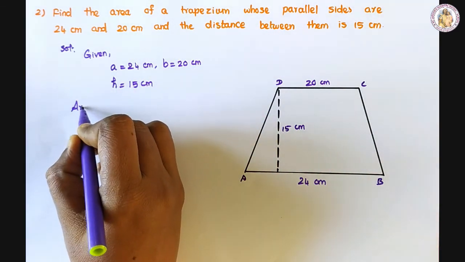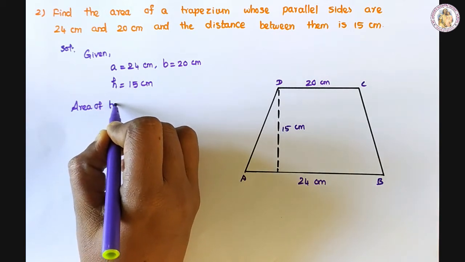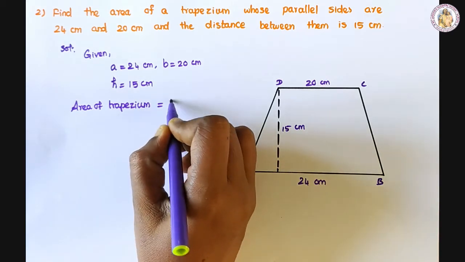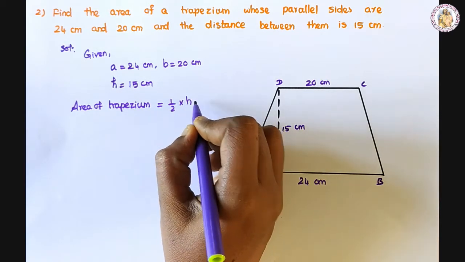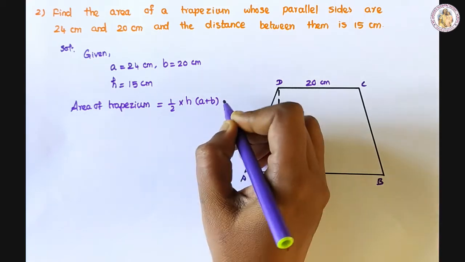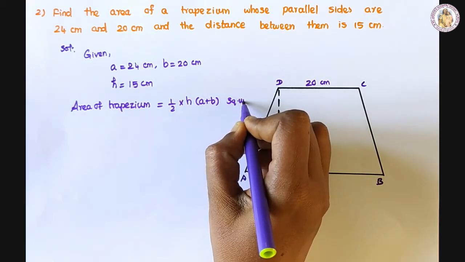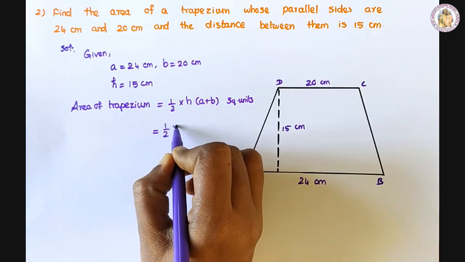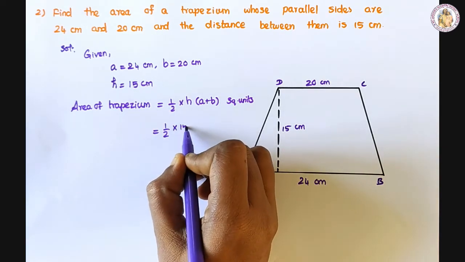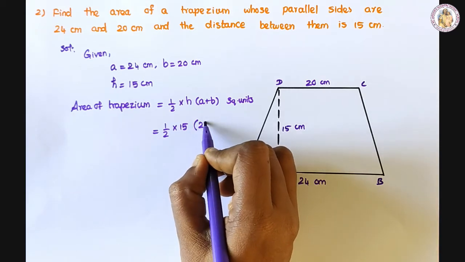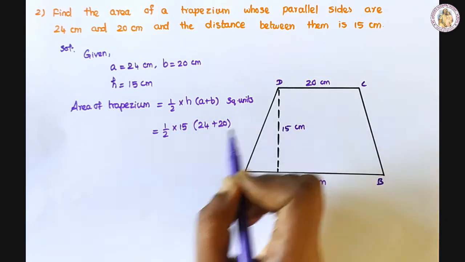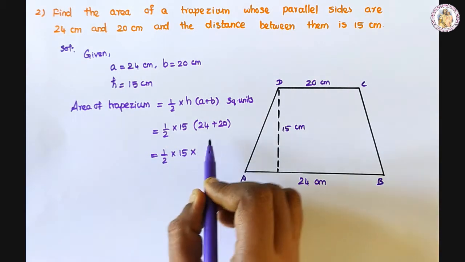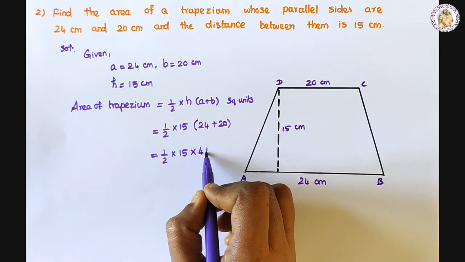So area of trapezium equal to 1 by 2 into h into (a plus b) square units. Substitute the values. 1 by 2 into h is 15 into (24 plus 20). 1 by 2 into 15 into (24 plus 20), 44.